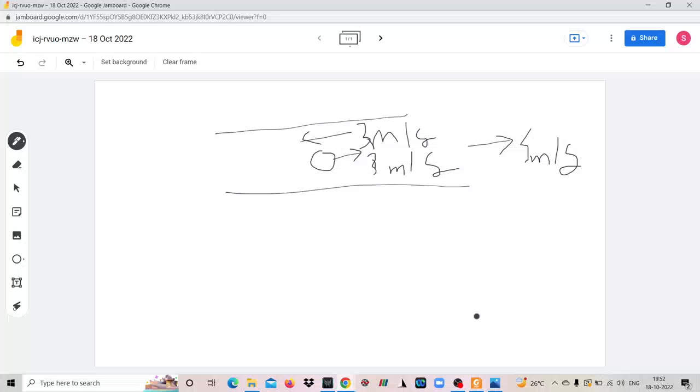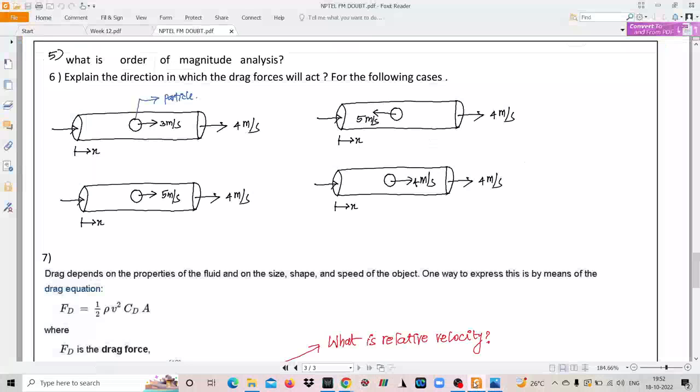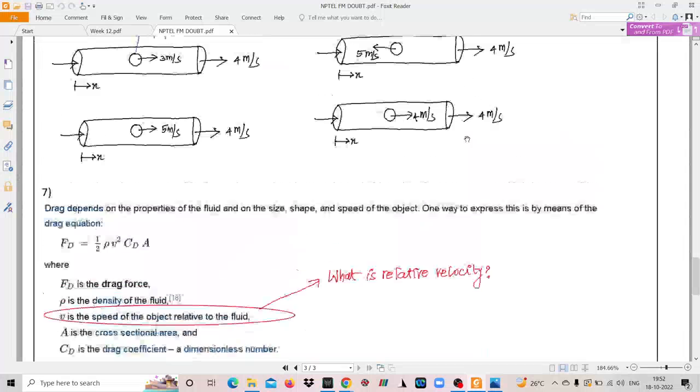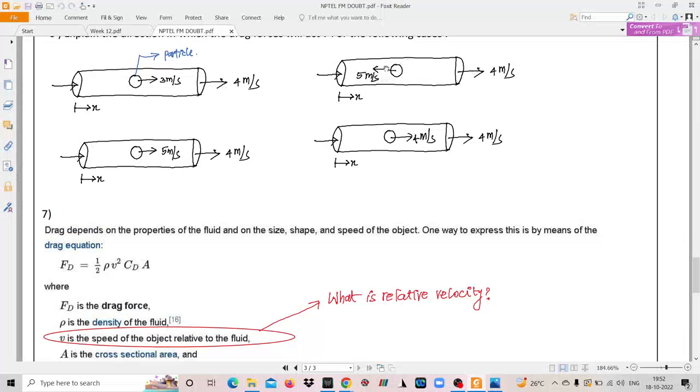But I think the easiest way of analysis is the one that we have explained in the first part. Clear? Yes, sir. So I hope this part is also clear, your last part. And the rest situations are, in this case it is 5 meter per second, this is 4 meter per second. So in this case, what will be the relative velocity of the object with respect to that of the fluid?